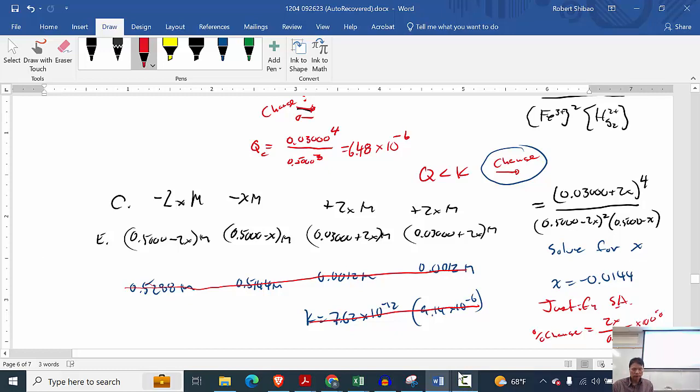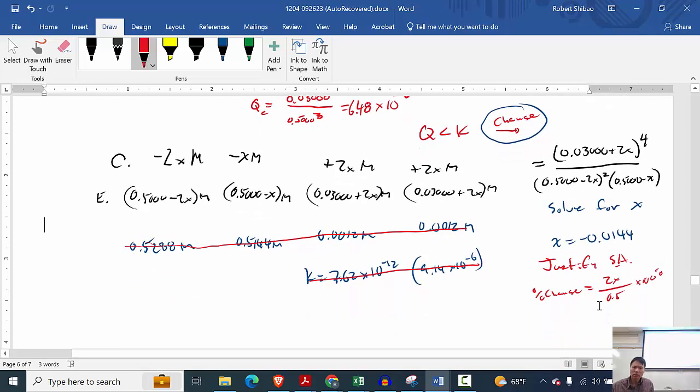So 0.0288 divided by 0.5 times 100% is a 5.76% change. 5.8% change. Is a 5.8% change okay? No. It's close to the cutoff, which is 5%, but it's not. It's not justified in this case.